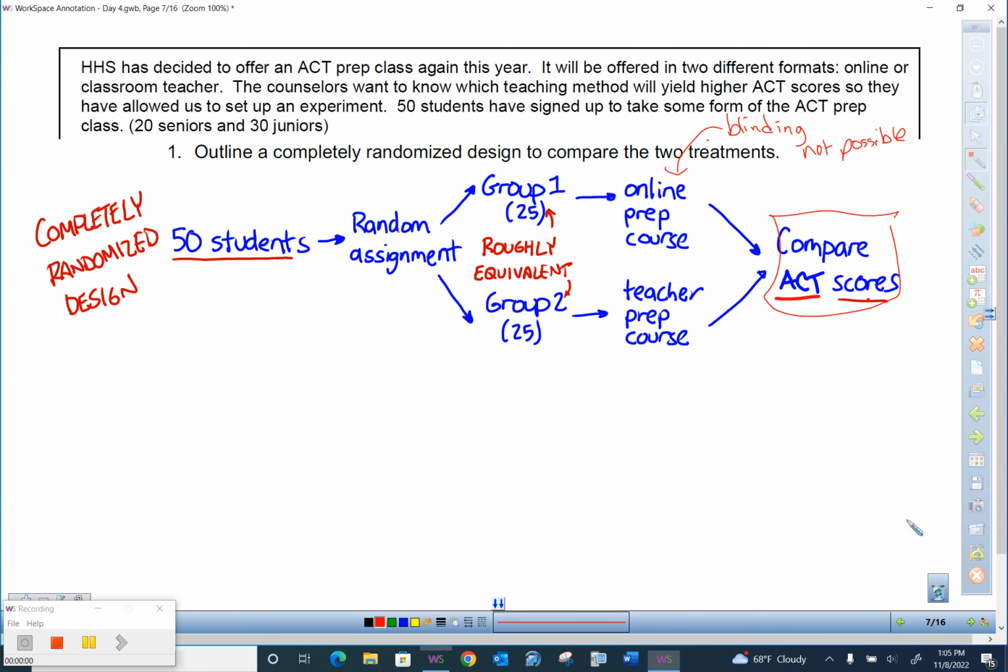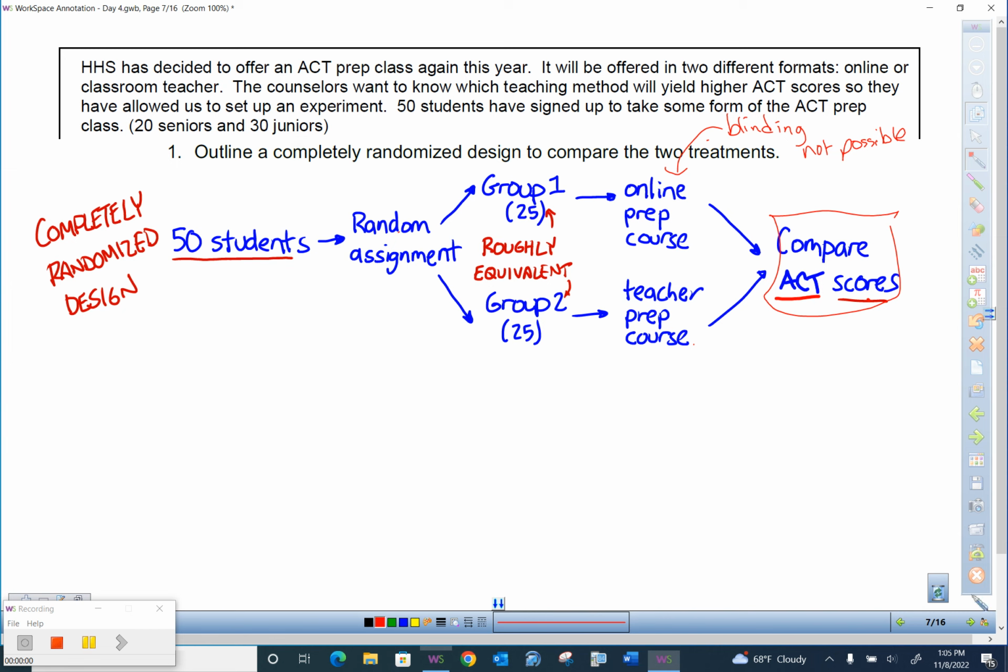So I'm going to backtrack to what our original one looked like, and we'll have to talk about the changes that we need to make based on what we know. So we still have 50 students, but there are 20 seniors and there are 30 juniors. And so we're going to have to do something a little bit different before we get to this stage of where we assign them to our different groups of online prep and teacher prep. We're still going to have these 2 separate groups, but we're going to have them within what's called a block for the 20 seniors, and then within another block, which is the 30 juniors.